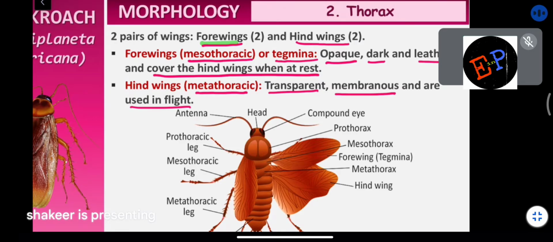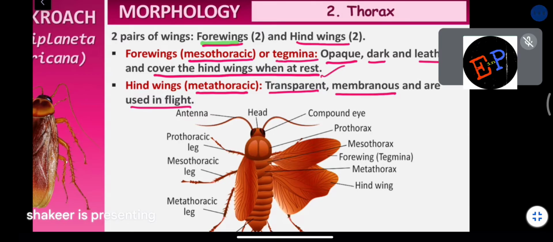Okay? So these opaque wings are not responsible for flight. They are responsible only for protection of the hind wings. Understood? So the hind wings, the wings responsible for flight, are transparent, membranous, and used in flight. Okay? This is about the pairs of wings. The four wings are attached to the mesothorax, and the hind wings are attached to the metathorax.